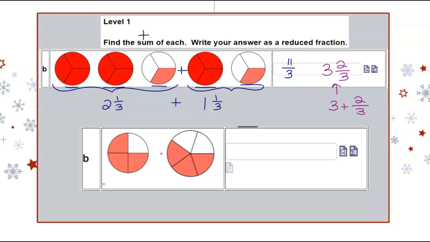I can also add these by making them improper. So 2 times 3 is 6. That's these 6 right here, plus the 1 more.